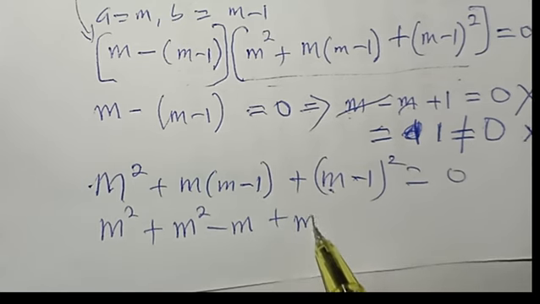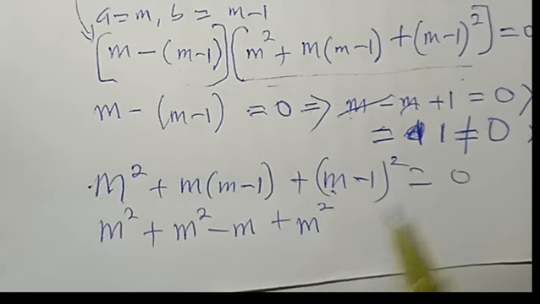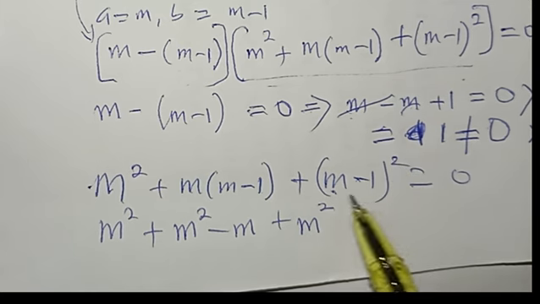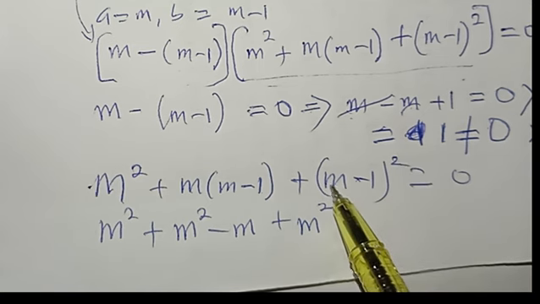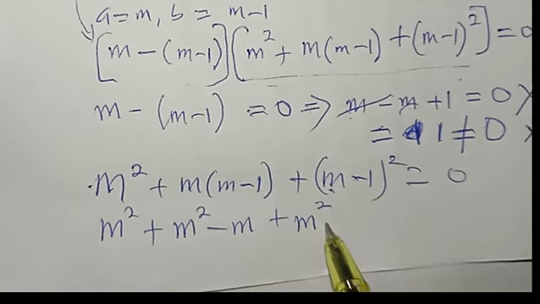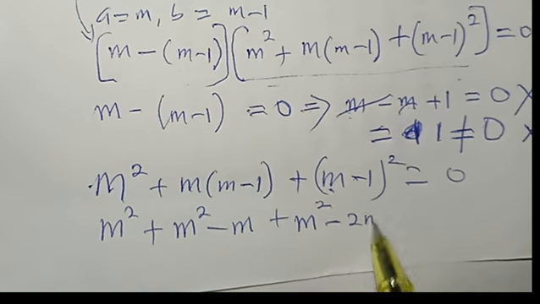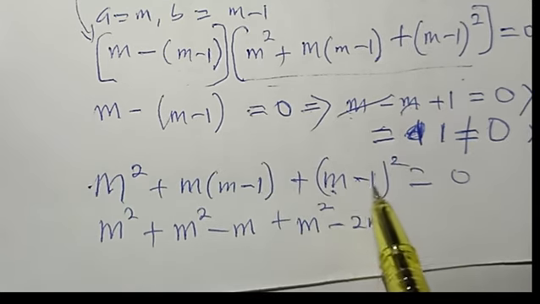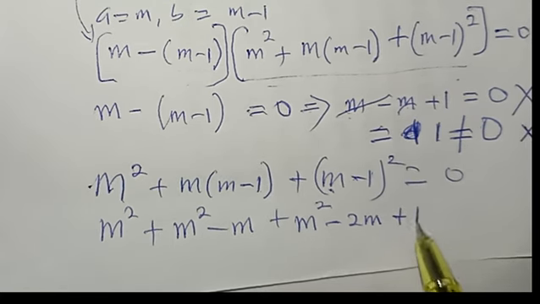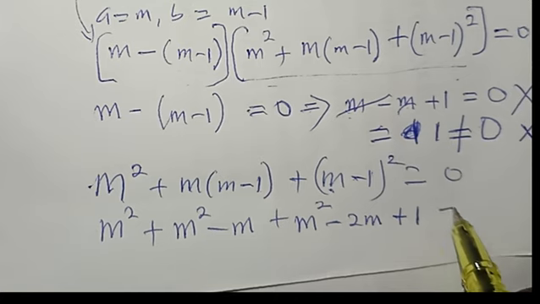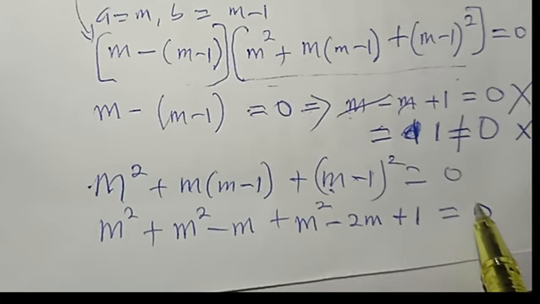So we have m times m, which is m squared. And then use these two right here to multiply the terms inside the brackets. That is 2 times m times minus 1. That will give you minus 2m, and then you use this second term to multiply itself, and that will give you positive 1. And it's all equal to 0.